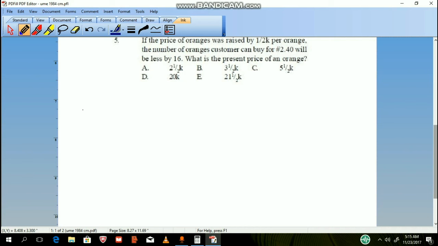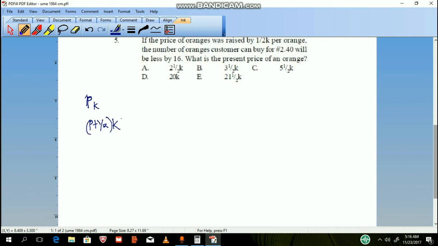Okay, if we are to look at this, we are told if the price of an orange was raised by 1/2 kobo per orange. So let's use P for the price. The price of an orange is P kobo. So if the price of an orange is P kobo, and the price is now being raised by 1/2 kobo, it means the new price will be P plus 1/2 kobo. That will be the new price.